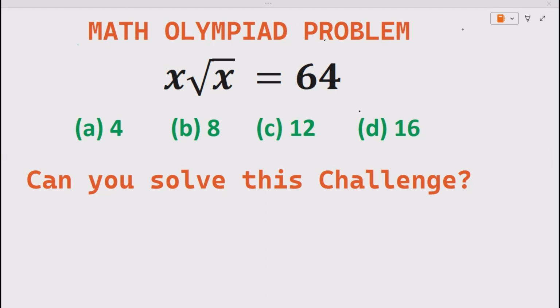Our question today is about a famous math Olympiad problem in which we are given a mathematical equation and four options to choose the right one from. You can easily see this equation is not a linear one, because the power of x is under root, i.e. 1 upon 2. We have to solve this equation and find the value of x. So let's see how we can solve this equation.